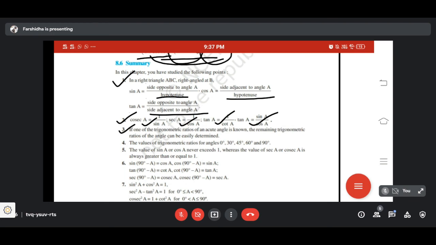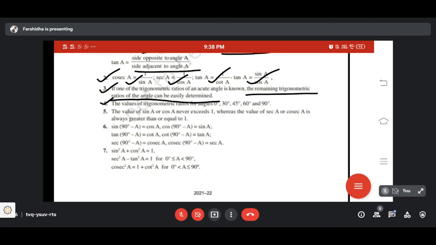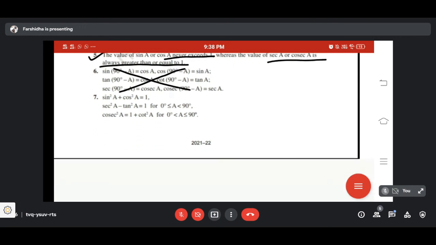If one of the trigonometric ratios of an acute angle is known, the remaining trigonometric ratios of the angle can be easily determined. We have done examples of that also. Fourth one, the values of trigonometric ratios for angles 0 degree, 30 degree, 45, 60, 90. We have done that also. Fifth one, the value of sin A or cos A never exceeds 1. Value of sec A or cosec A is always greater than or equal to 1. Sixth one is not there in your syllabus. It is cancelled. Seventh one, identity number 1, sin square A plus cos square A equal to 1. Identity number 2, sec square A minus tan square A equal to 1. Identity number 3, cosec square A equal to 1 plus cot square A.